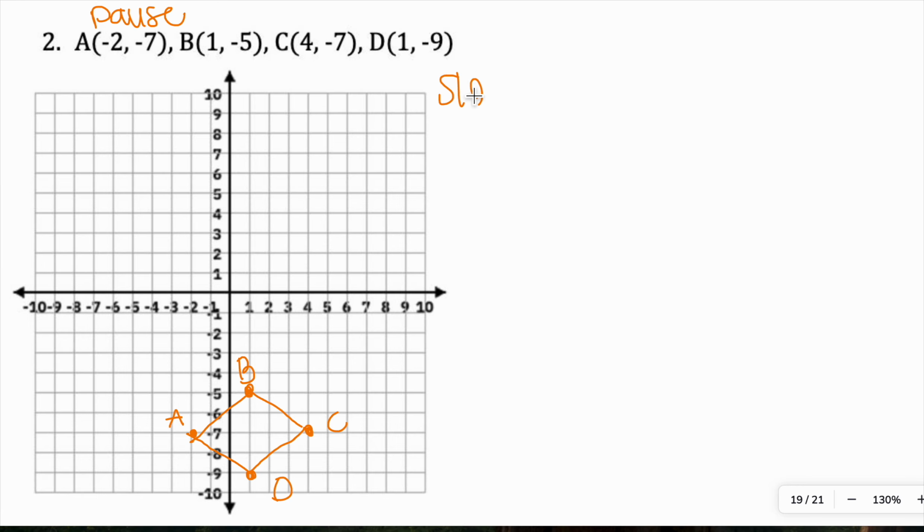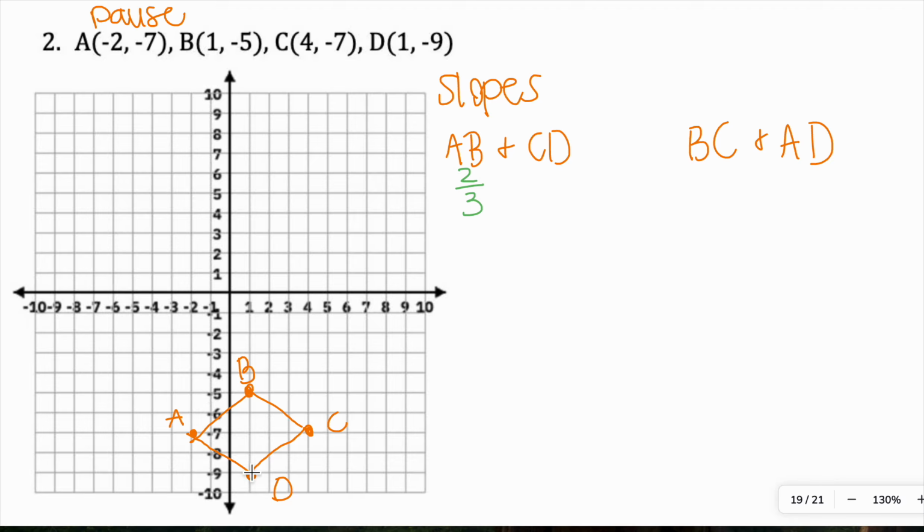The first thing I like to do is look at my slopes. So I'm going to check out AB, make sure it matches CD, and then I'm going to check out BC and make sure it matches AD. So A to B is rise 1, 2 over 1, 2, 3.